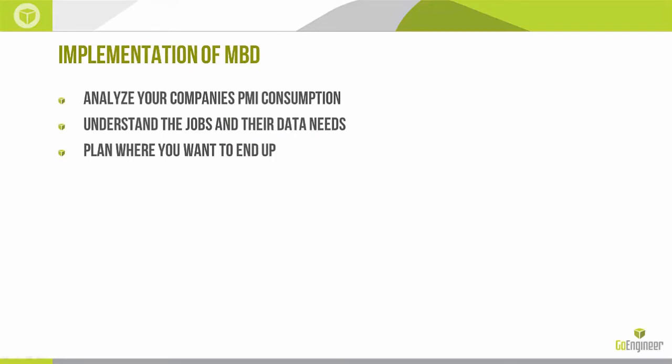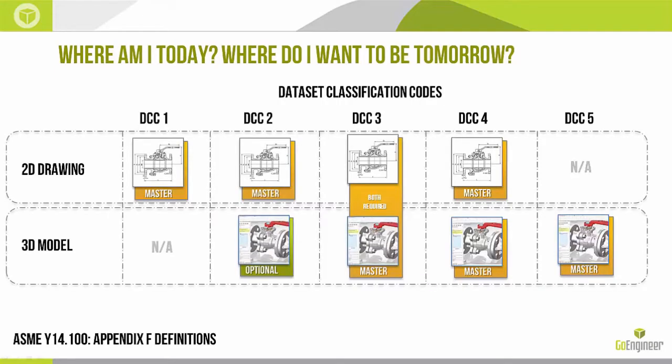All right, so understanding where we want to end up, understanding what's going to be useful where, what would be most efficient or pragmatic, what's the best strategy for our company. So ASME has started to come out with this standard to help us understand different DCCs or data set classification codes. So where does our company fall? Where are we? You can see the two different categories here, 2D drawings and 3D models. Well, all the way on left is DCC1, where we're stuck in the old school.